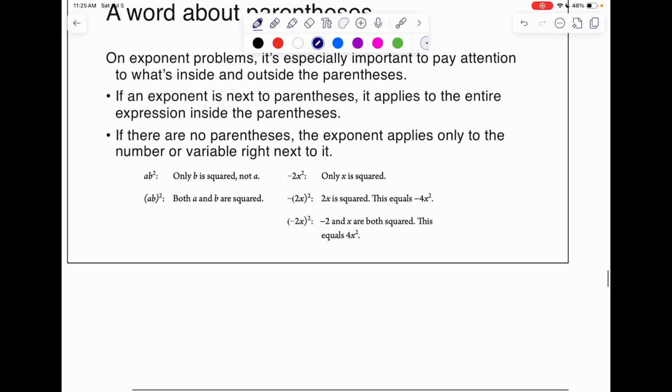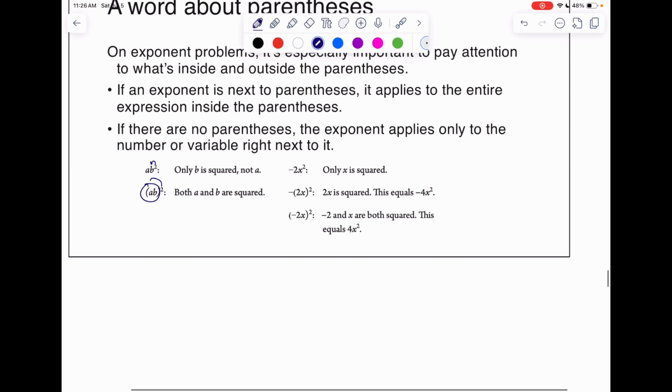So when we look at this one here, we see the 2 is only sitting on the b, so only the b is squared, not the a. Here the 2 is sitting on the entire parentheses, so both the a and the b are squared. Here the 2 is sitting just on the x, so only the x is squared. This will come out to be negative because of the negative here being multiplied by a positive here, because anything to the second power is always going to be positive.